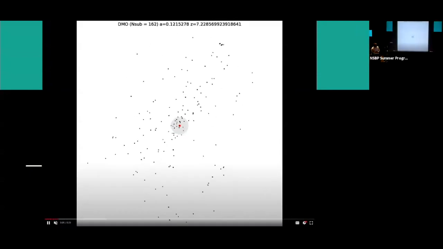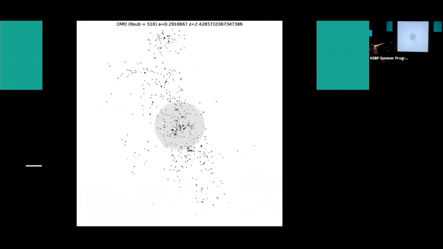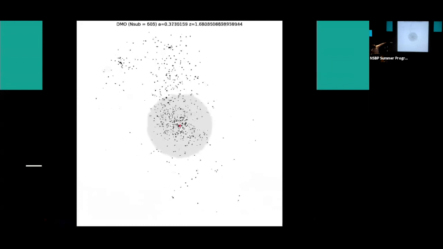So this is a dark matter only simulation. As you're gonna see, there's gonna be way more. It's gonna be a way more chaotic system. And again, the red dot in the center is our host halo. That gray area, that's our virial radius.